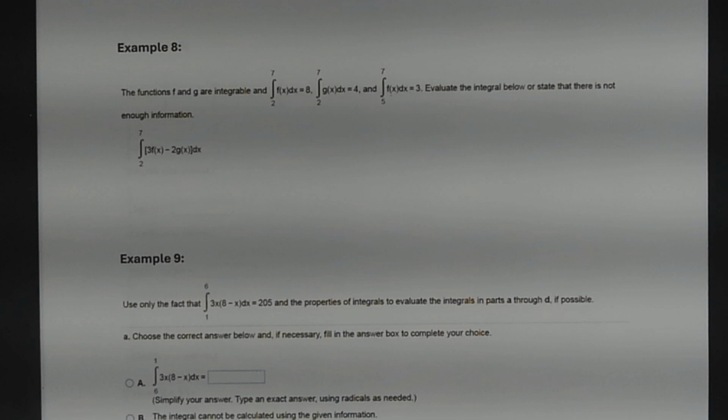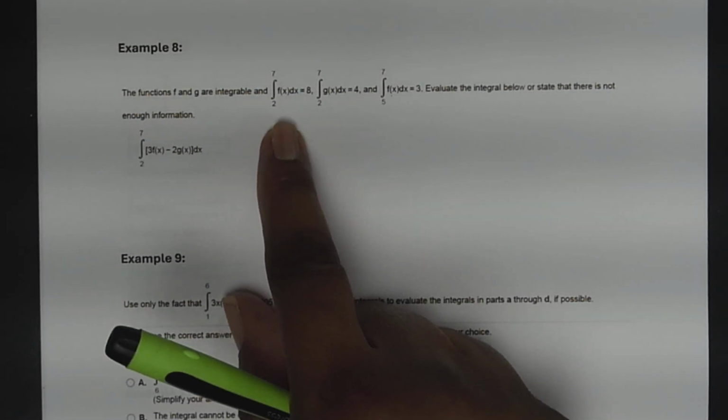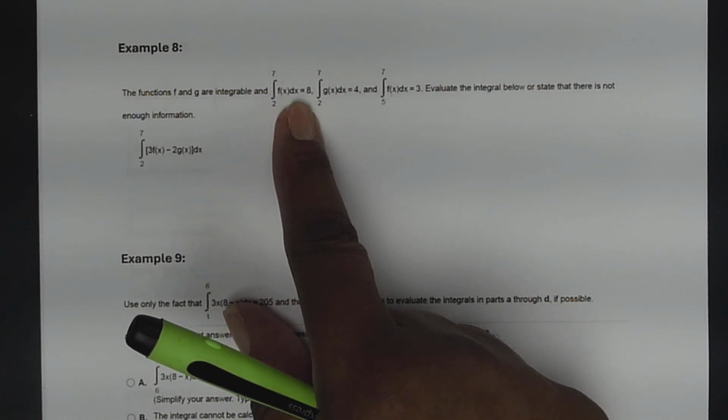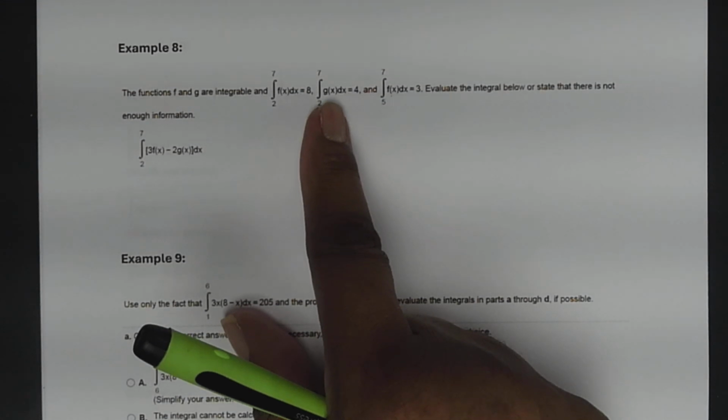Let's say the functions f and g are integrable and the integral from 2 to 7 of f of x dx is equal to 8. The integral from 2 to 7 of g of x dx is equal to 4, and the integral from 5 to 7 of f of x dx is equal to 3. Evaluate the integral below or state that there is not enough information. All right, so in this case, let's say we have the integral from 2 to 7 of 3 times f of x minus 2 times g of x dx.